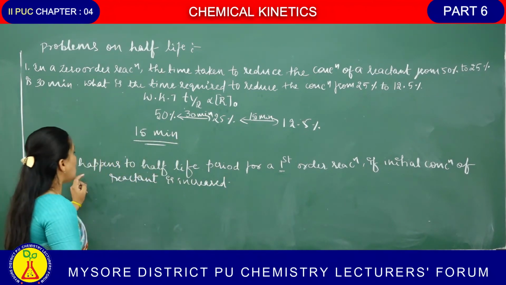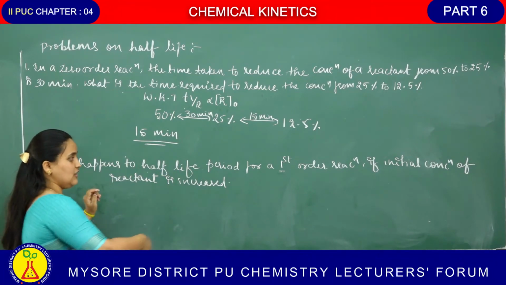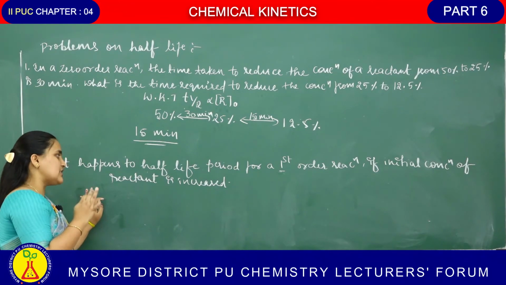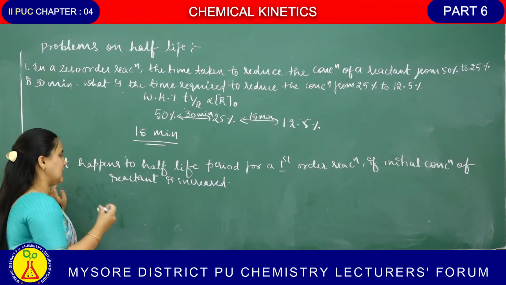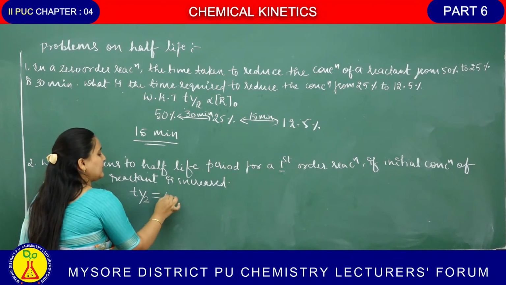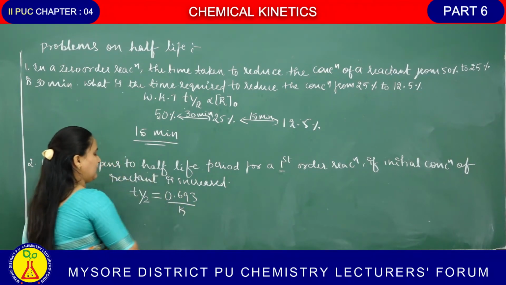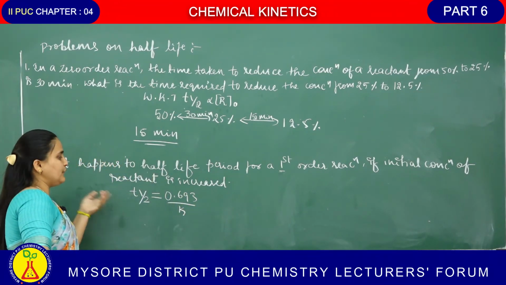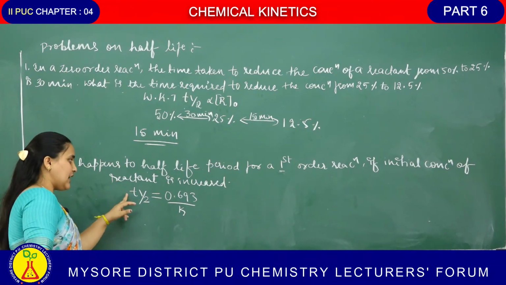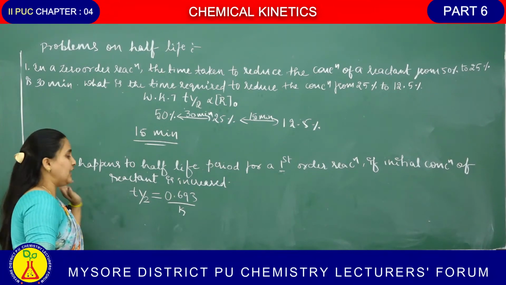Next question is, what happens to the half life period of a first order reaction if the initial concentration of reactant is increased? We know that half life of a first order reaction is 0.693 divided by K. This is the formula for half life of a first order reaction, right? It means half life of a first order reaction is independent of the concentration of reactant.